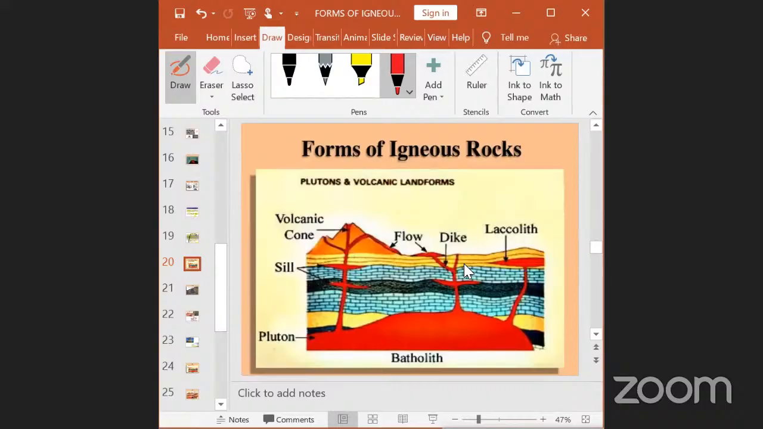First, the most common forms of intrusive igneous bodies. As observed here, they are dikes, sills, laccolith, batholith, phacolith, chonolith, and volcanic neck or plug. These other ones, lava flows and pyroclasts, are forms of extrusive igneous rocks. First of all, let us see them one by one.